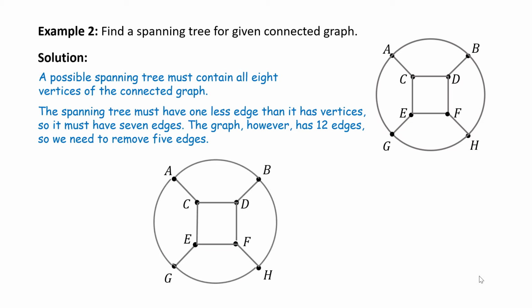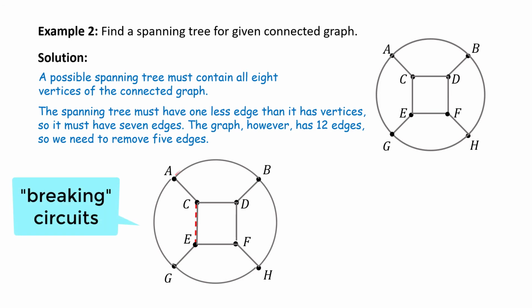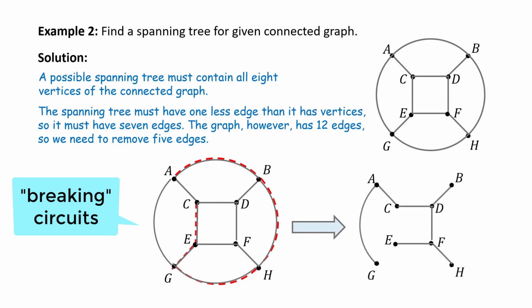How do we decide? There is a little bit of trial and error involved. Let's begin by removing CE, then AB, then BH, then GH, and GE. Look what happens. Now we have a connected graph with no circuits and exactly 7 edges for our 8 vertices.